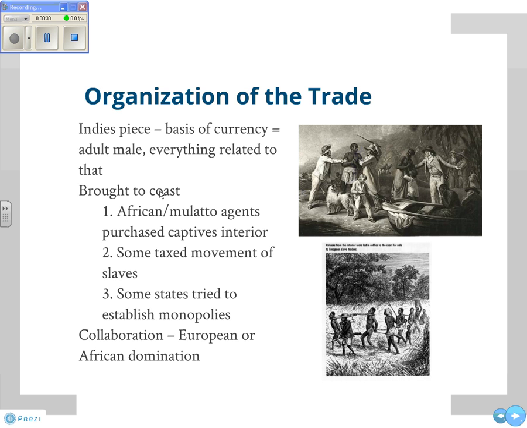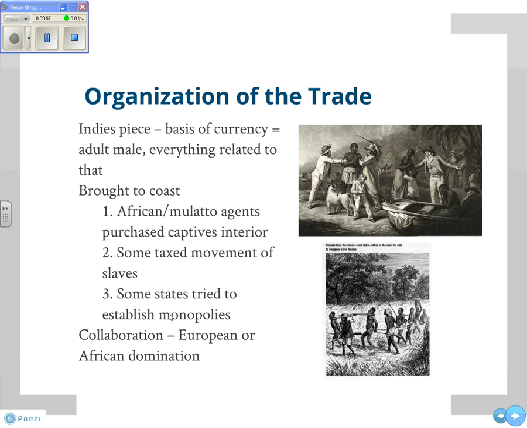Number two, they're brought to the coast. Usually African or mulatto agents purchase captives in the interior. This was a money-making scheme for everybody. Some kingdoms actually taxed the movement of slaves, like you might gold or any other commodity. Some states, some African governments, tried to monopolize the trade. And really, it's a collaboration, to be honest. It's a collaboration of European and African domination. It's not one or the other.